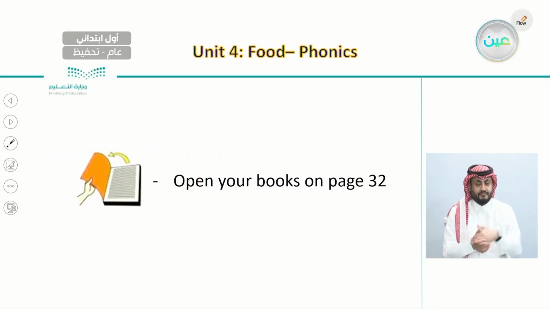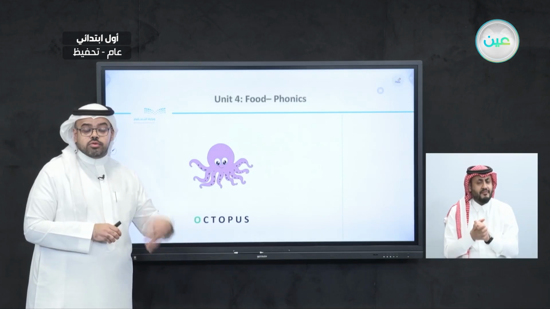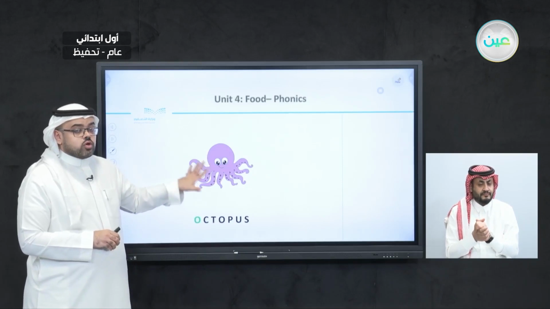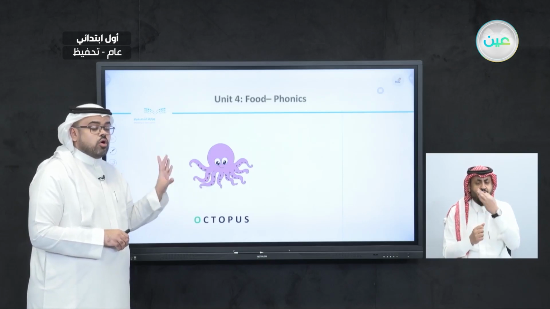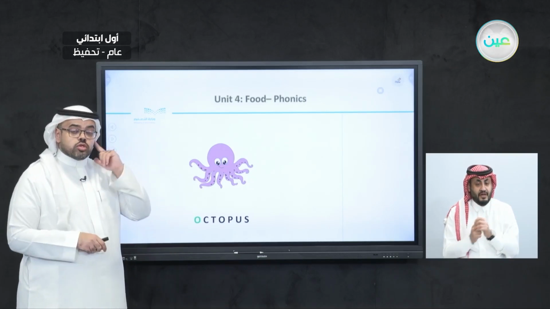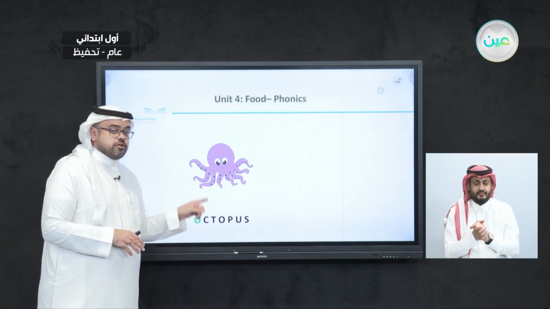So I would like you please to open your books on page 32. Now, on page 32, as you can see, we have a couple of words about a couple of animals and objects. What we're going to do now is that we're going to have a look at each picture, and we're going to say the name of this picture. I'm going to say the word, and I would like you to listen and repeat after me. So, let's listen for the first one.